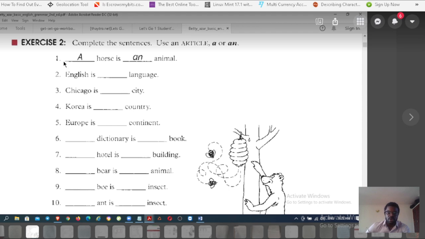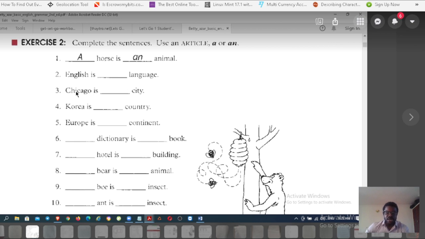Number 1 says a horse is an animal. Number 2, English is a language because L starts with a consonant. You know our vowels A, E, I, O, U. Those are the 5 vowels. Then the rest of the 21 letters are called consonants. So L is a consonant. That's why we said English is a language.